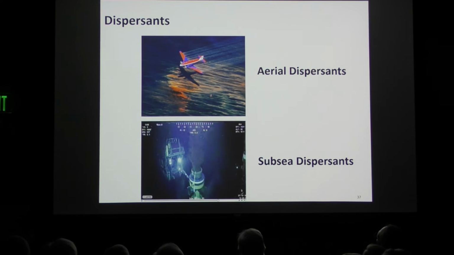Dispersants were probably our most effective tool. These are chemical dispersants that we injected at the wellhead. Here is a picture of an ROV with a wand injecting dispersants into the flowing oil, and then also by air using airplanes. What the dispersants do is they break up the oil, it's like soap, into really tiny little droplets so that it can be eaten by microorganisms that occur naturally. They're naturally in the Gulf of Mexico.